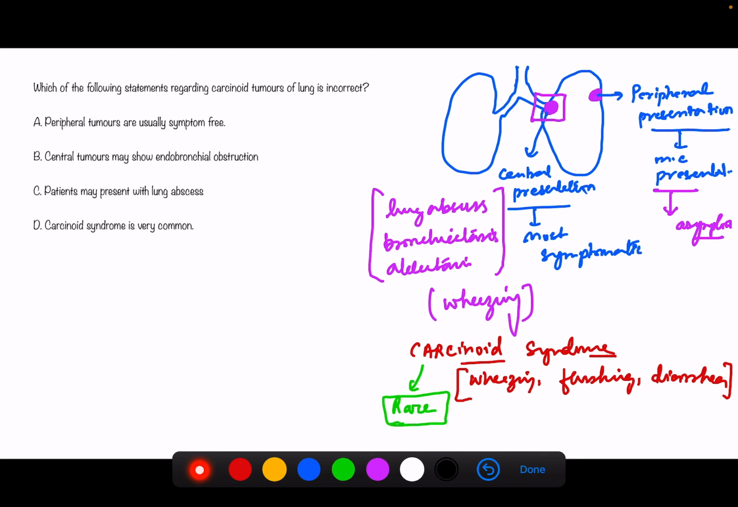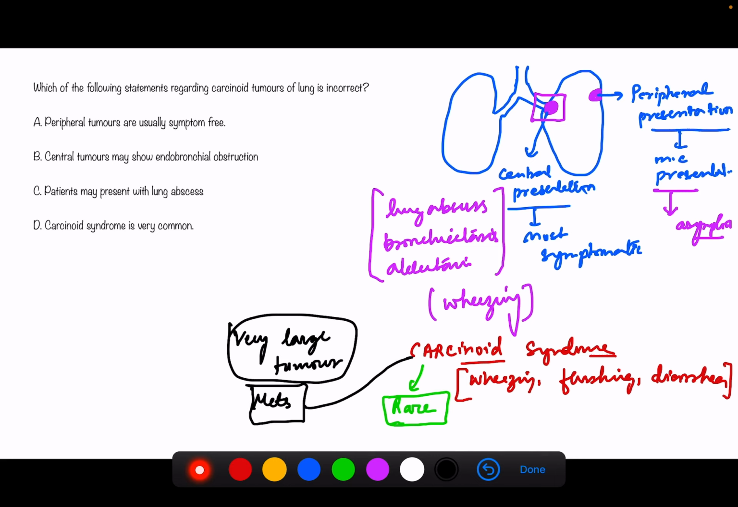But in case of a very large tumor or in case of METs, these carcinoid syndromes can be seen. So with this information, let us solve this question. We have to mark the incorrect statement.